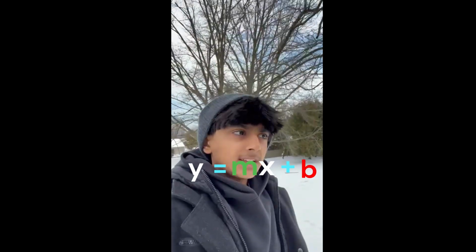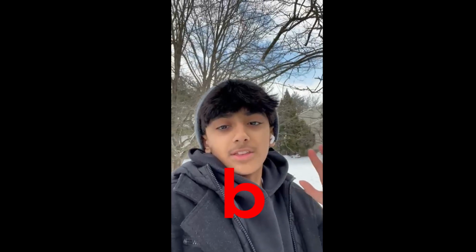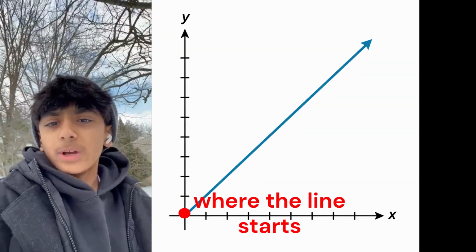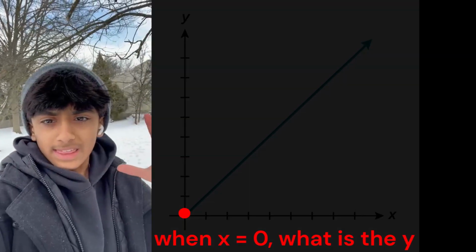Alright, so let's talk about the slope intercept form, which is in the form y equals mx plus b, okay? We're not going to talk about the m, we're not going to talk about the y, we're going to talk about the b, which is the y-intercept. Think about the y-intercept as where the line starts, essentially: when x equals 0, where is the y? That's the y-intercept. So say you want to find the y-intercept of this line here.